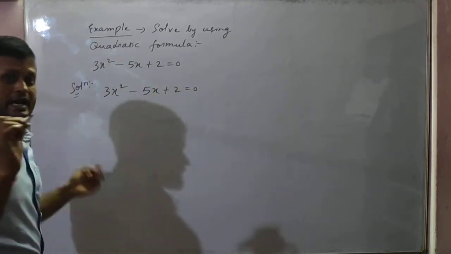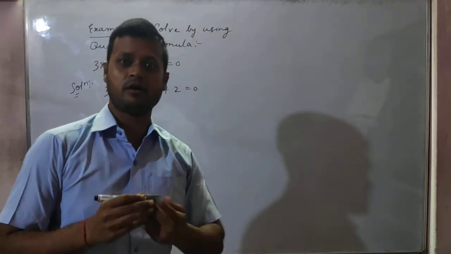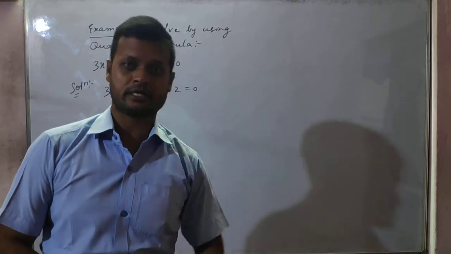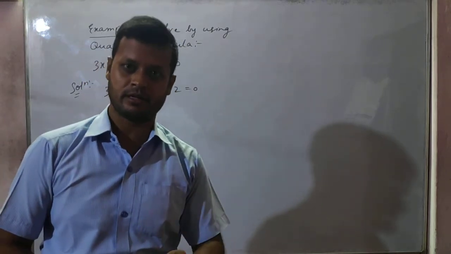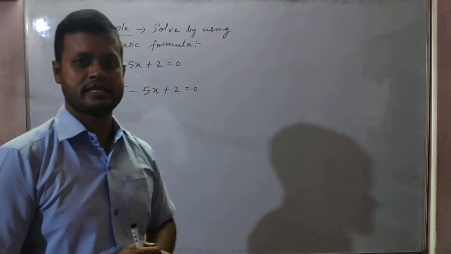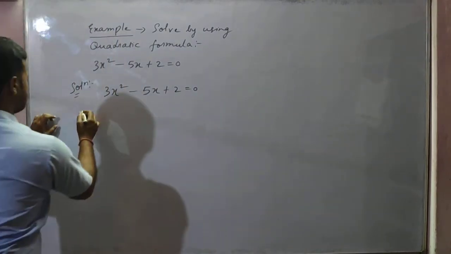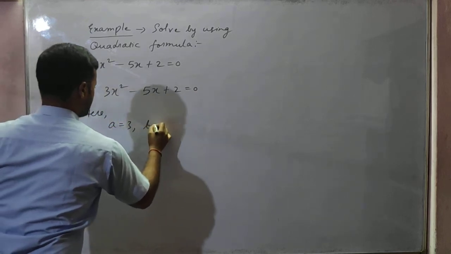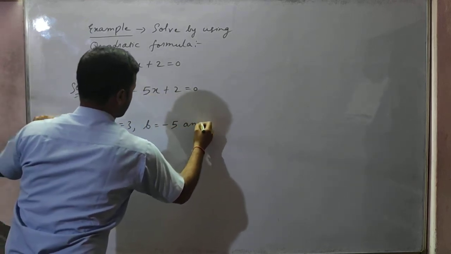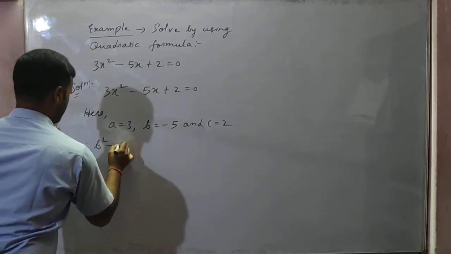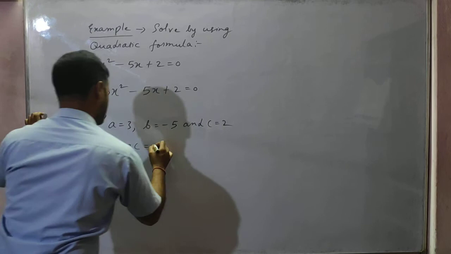Whenever you are writing any question in your copy or your answer sheet, while giving an exam also, you must again and again check the question. That habit I have also developed. Again and again I check each and every question so that no mistake is there. So here a is equal to 3, b is equal to minus 5, and c is equal to 2. So therefore, b square minus 4ac we first find out.